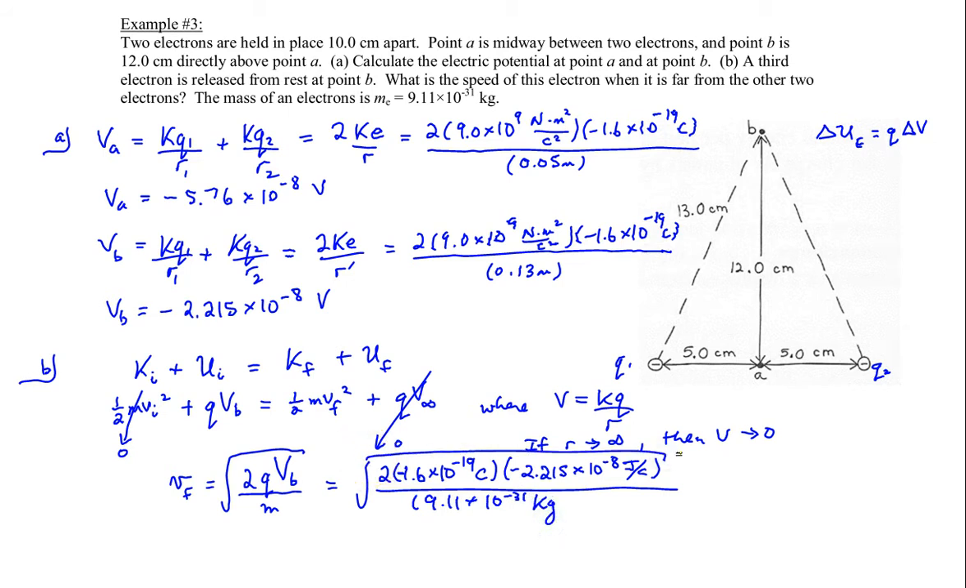Go ahead and put that on your calculator, and you will get a final velocity, or speed, of 88.2 meters per second. Technically, just by the symmetry of this problem, the direction would be directly away from this bisector of this triangle, so right along this line AB, but away from point B. And that's the answer for example number 3.